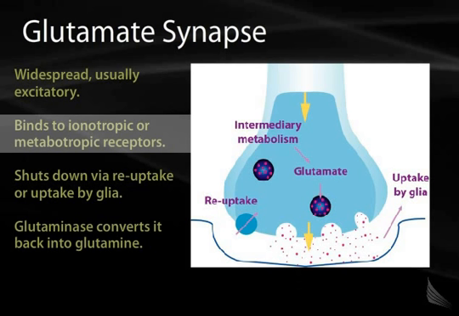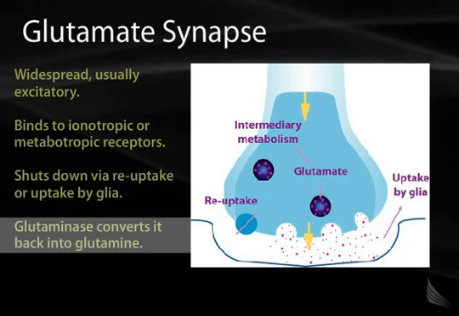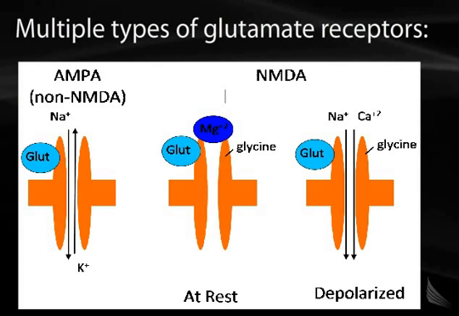Once it's released and binds to its postsynaptic receptor, it can be shut down via either reuptake back into the presynaptic membrane, or it can be shuttled out of the synapse and be taken up by glia. The enzyme glutaminase will convert glutamate back into glutamine. There are multiple types of glutamate receptors. Some of the major types that are important for glutamate activity are the AMPA and the NMDA receptors.